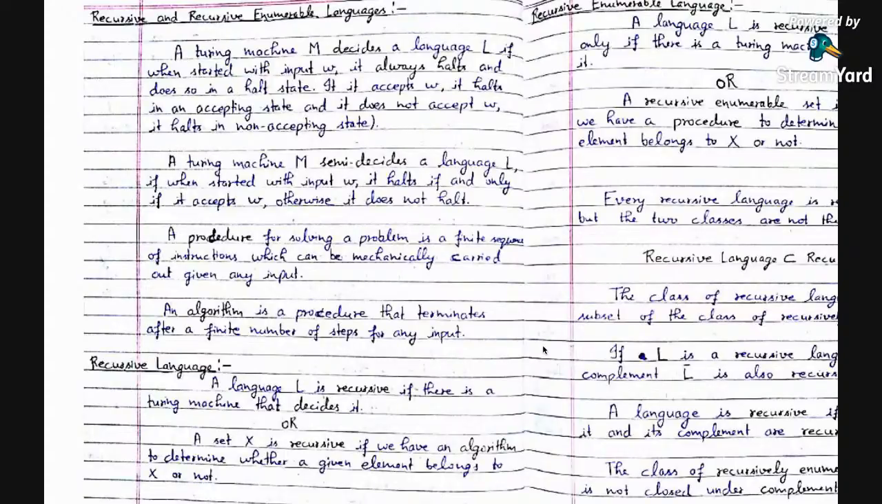A Turing machine M decides the language if it halts in an accepting state when it accepts, and if it does not accept, it will halt in a non-accepting state. But in either case, it will halt.